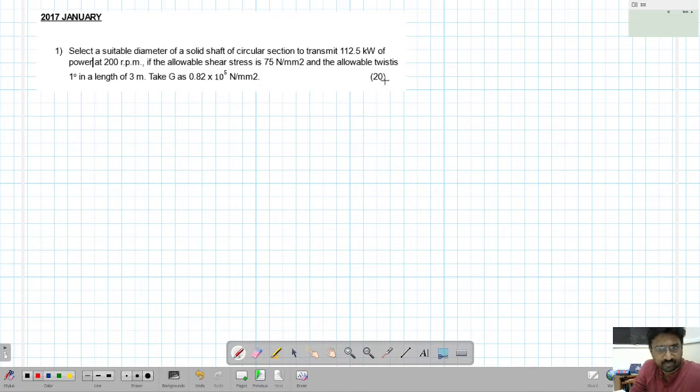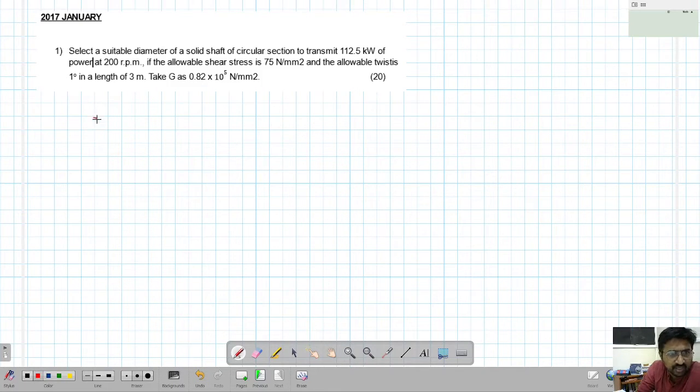So it's a pretty straightforward problem, but it is slightly lengthy. There are one or two formulas that you have to remember in order to solve this problem very fast. The problem reads like this: select a suitable diameter of a solid shaft of circular section to transmit 112.5 kilowatt of power at 200 rpm. If the allowable shear stress is 75 MPa and the allowable twist is 1 degree in length of 3 meters, consider G as 0.82 into 10 raised to 5.